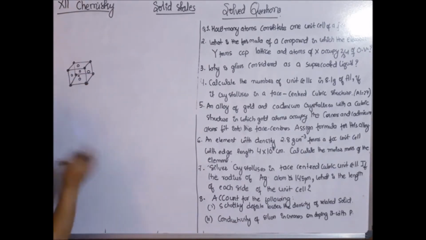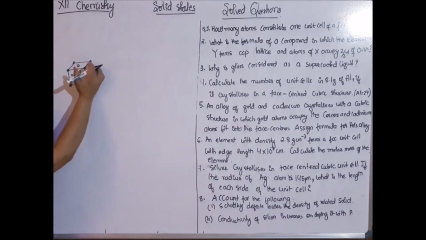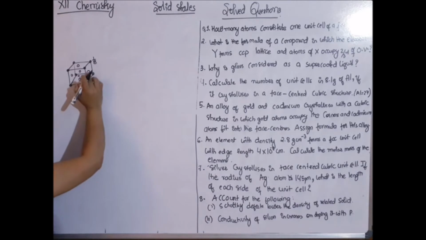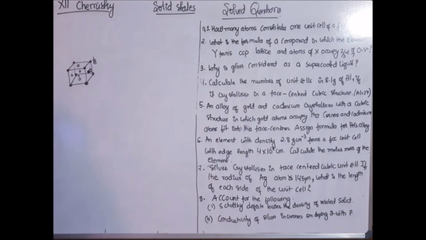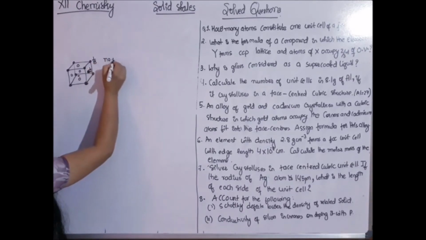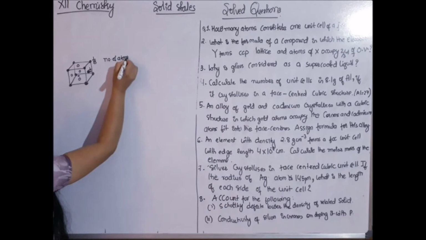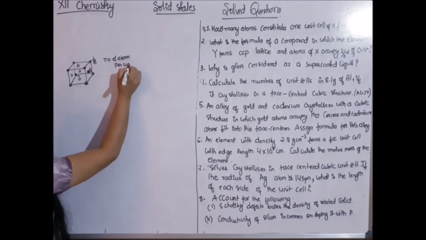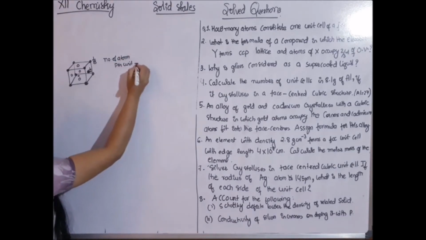6. Now we know that the atom which lies at a corner contributes 1 by 8 to a unit cell, because it is shared by 8 unit cells, and the atom which lies at the face center contributes half to a unit cell, because it is shared by 2 unit cells. So what would be the total number of atoms per unit cell in a face-centered cubic crystal?